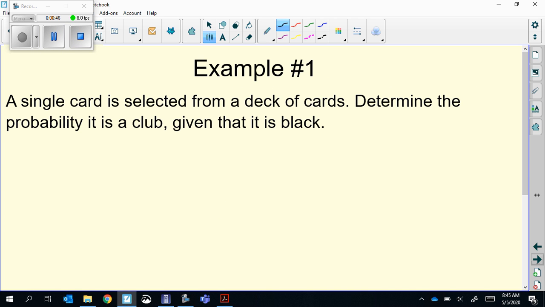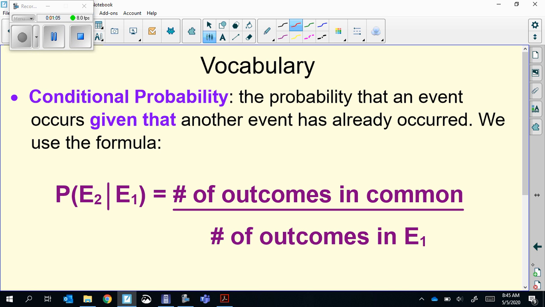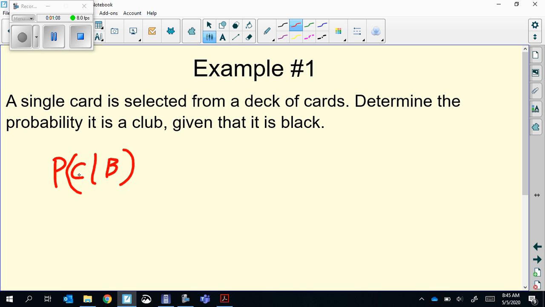So a single card is selected from a deck. Determine the probability that it is a club, given that it was black. So again, looking back at that formula, it's the number of outcomes in common. How many cards are both clubs and black? That would be 13. All club cards are black.